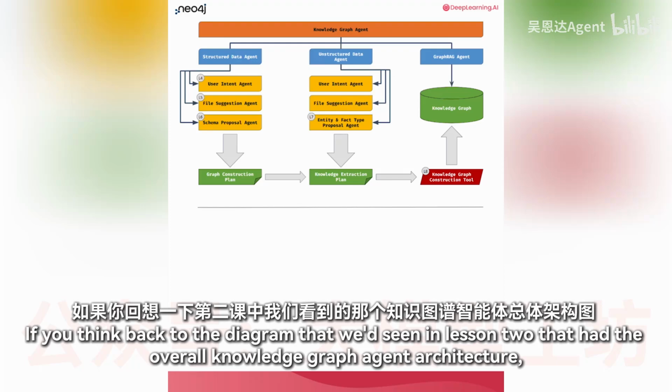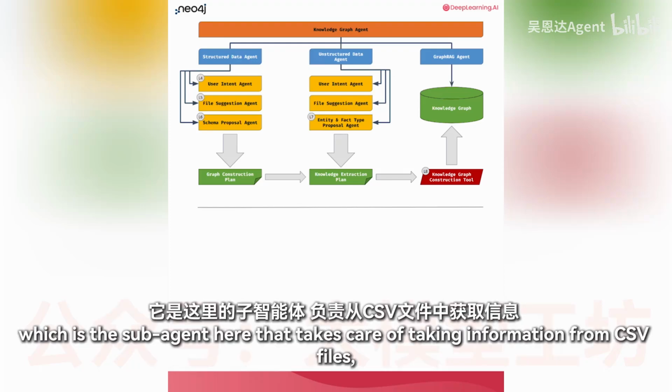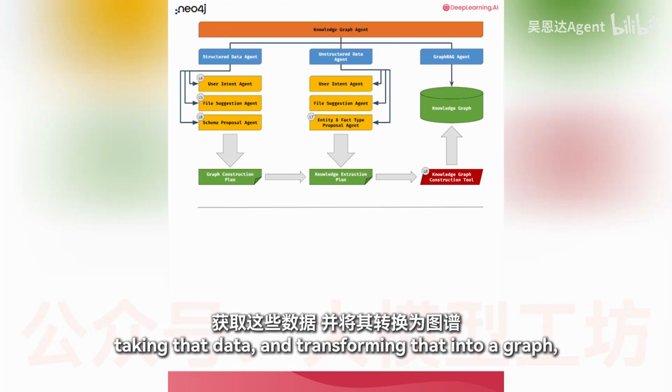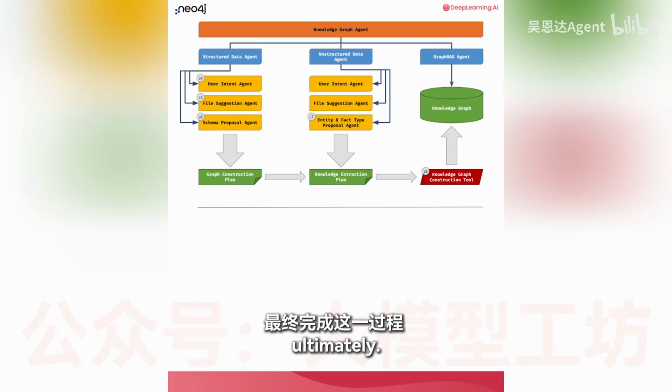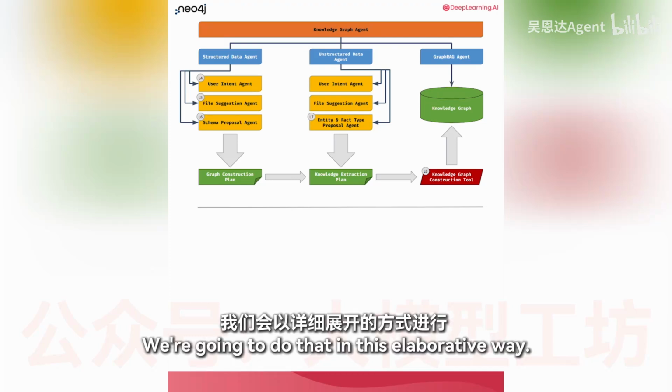If you think back to the diagram that we'd seen in Lesson 2 that had the overall knowledge graph agent architecture, we're going to be working through the structured data agent, which is the sub-agent here that takes care of taking information from CSV files, taking that data and transforming that into a graph ultimately. Now we're going to do that progressively. We're going to do that in this elaborative way.